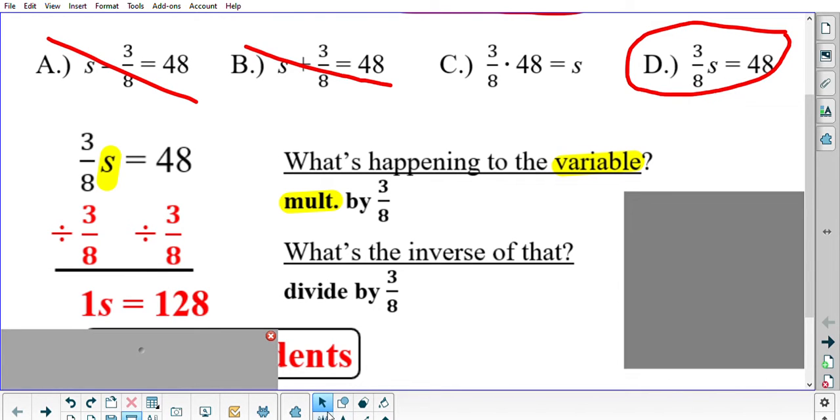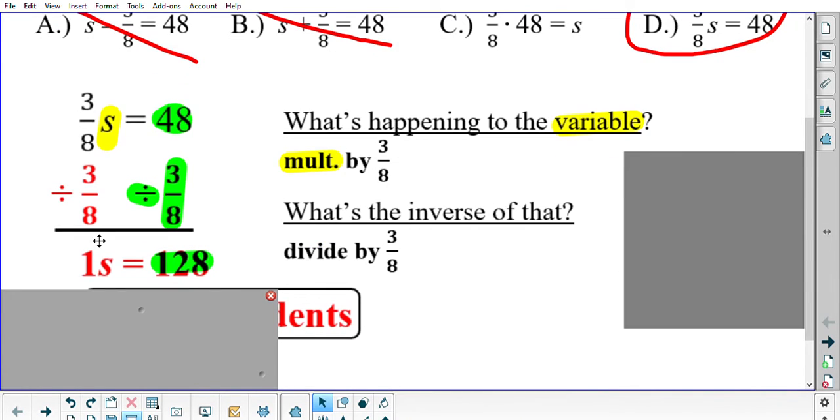If you did not get that, if you got some crazy fraction, like 1 over 128, then that means you did not enter the problem in your calculator in the correct order. It's 48 first, then divided by 3/8. You cannot switch the order of division. You must punch it in that order. That's how you get 128.